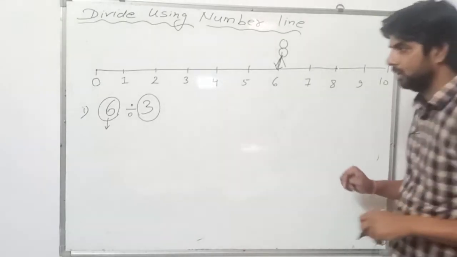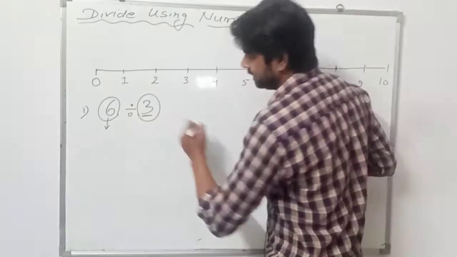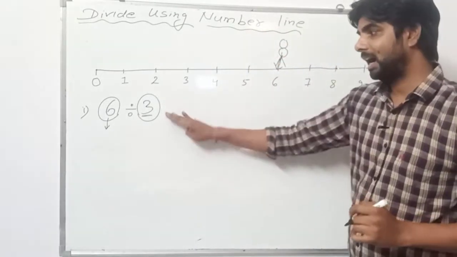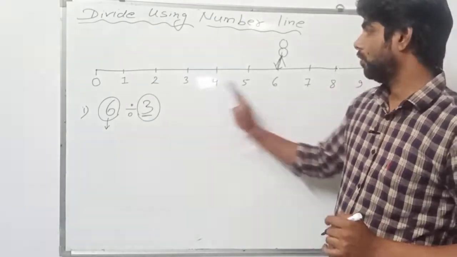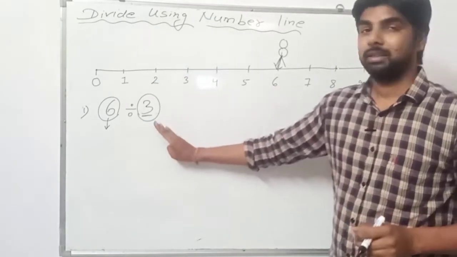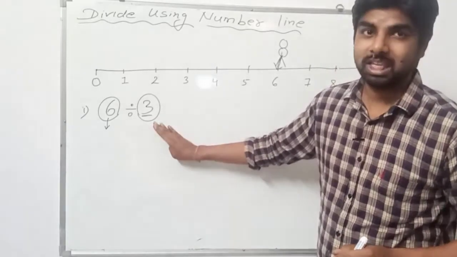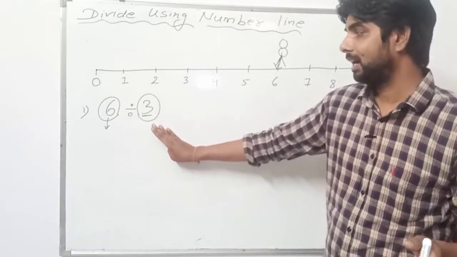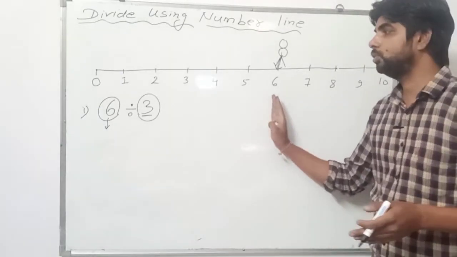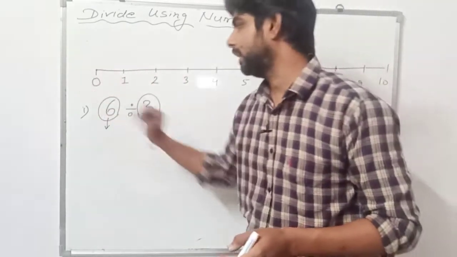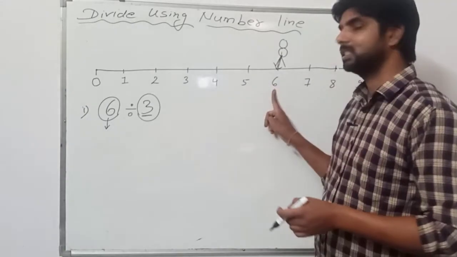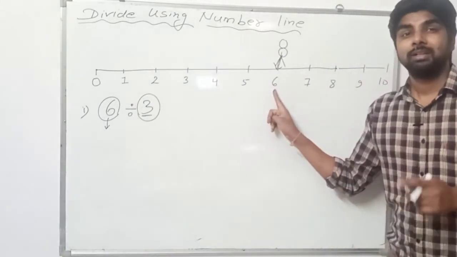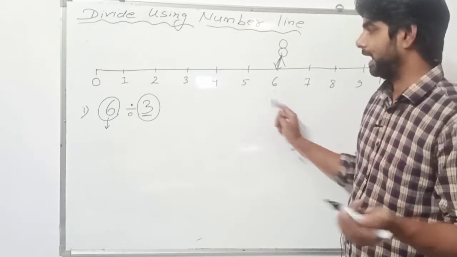Now, by which number do we have to divide? We have to divide by 3. So we have to jump 3 times. The number by which we have to divide is the number of times we have to jump backwards. So we have to divide this 6 by 3, so we will jump 3 numbers back.